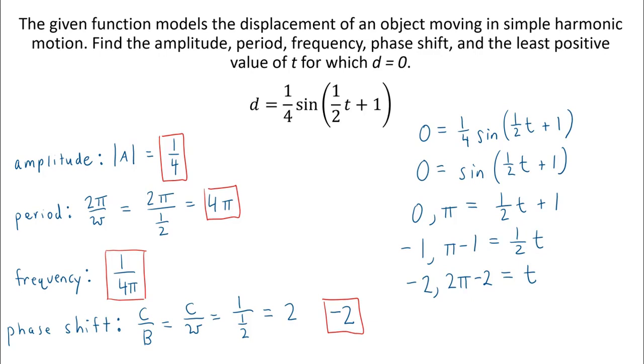Now this negative 2 and the 2 pi minus 2 are the two times at which we are at equilibrium. But keep in mind, our instructions say to find the least positive value of t, or the least positive time for which d equals 0. Well, if we're looking for a positive time, that means that this negative 2 is automatically disqualified because it is a negative time. So our only qualifying value is 2 pi minus 2. So the first time that we're at equilibrium is at 2 pi minus 2 seconds.